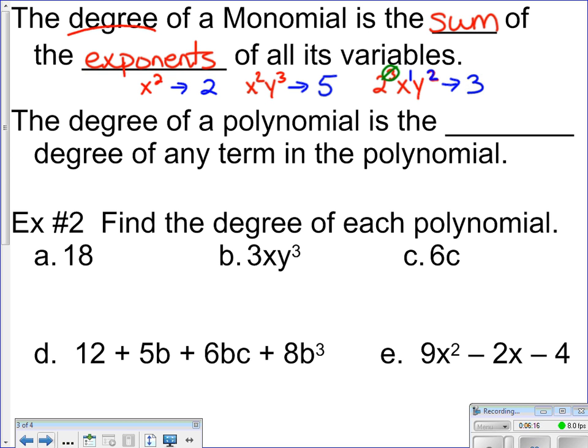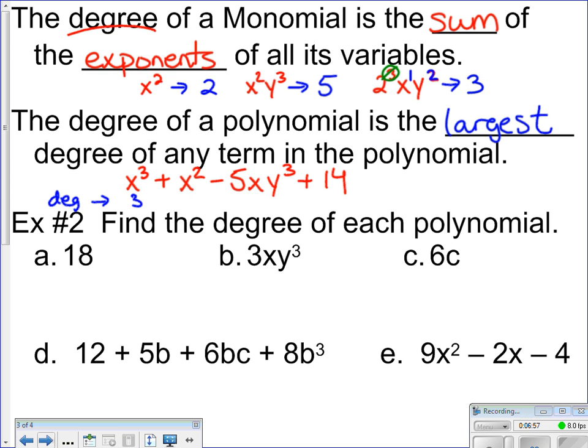That will give you the degree. Now, when you have the degree of a polynomial, it is the largest degree of any term in the polynomial. So, if you have this long one, let's do x cubed plus x squared minus 5xy cubed, and then plus 14. Now, each part of the polynomial has its own degree. The degree of x cubed is 3. The degree of x squared is 2. The degree of minus 5xy cubed is 4. And the degree of the number 14 is, since there's no variable, 0.